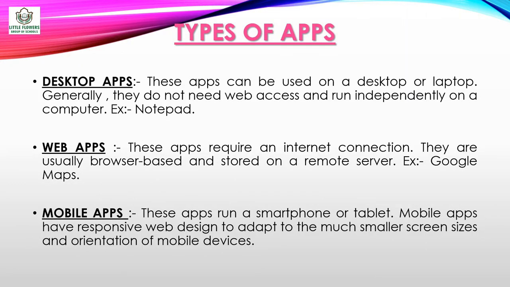Now, types of apps. So there are three types of apps: desktop apps, web apps, mobile apps. So desktop apps can be used on a desktop or laptop. Generally, they don't need web access and run independently on a computer. So you need a desktop or a laptop, anyone, and generally the internet connection is not required to run this type of desktop app. And the example of a desktop app is Notepad.